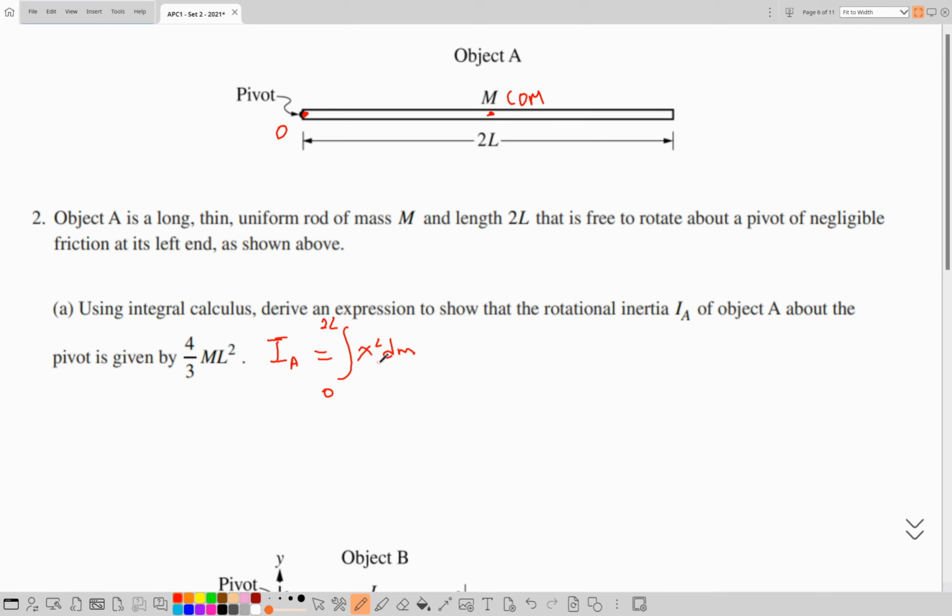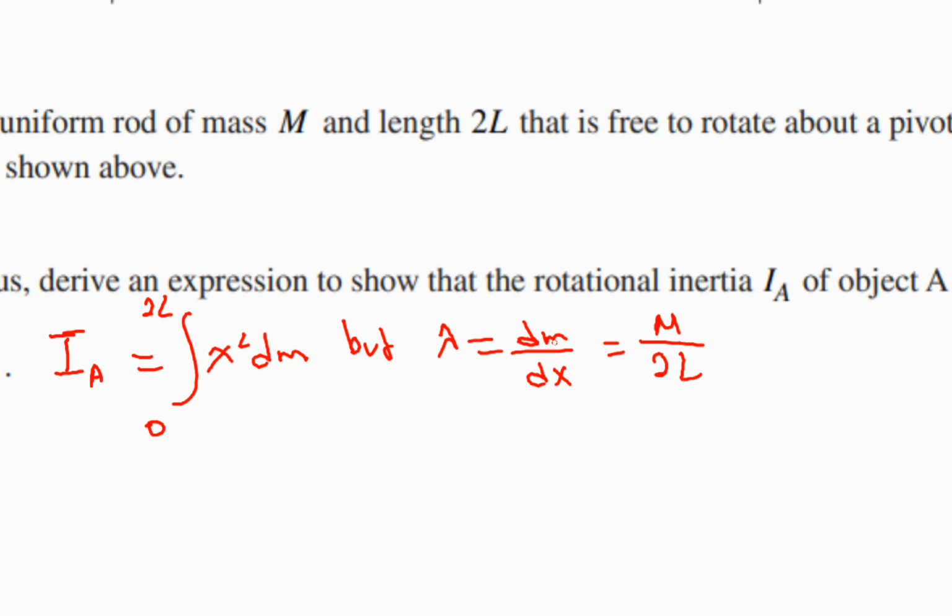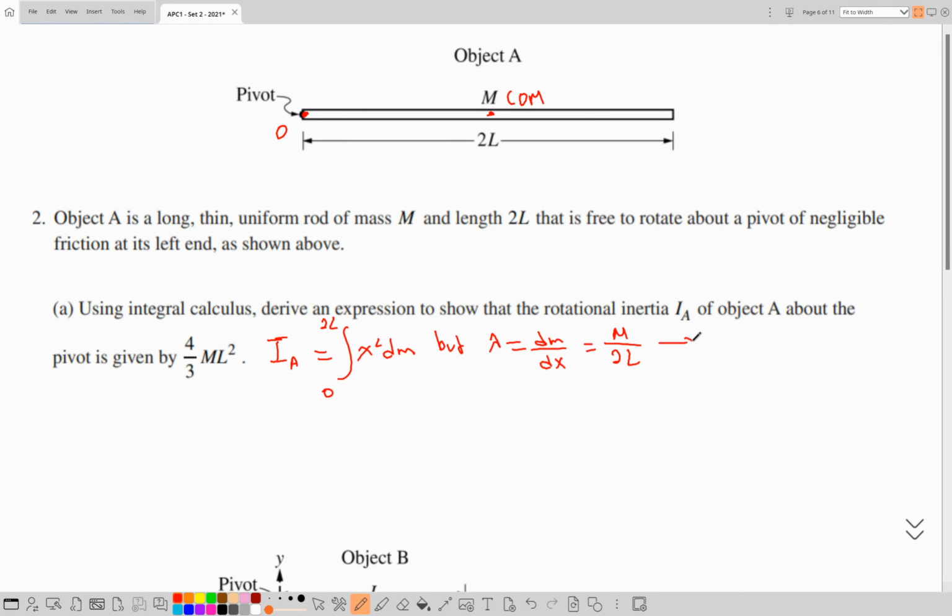Now here we have two variables, x and m. We need to unify them, and this is done by utilizing the linear mass distribution. The linear mass distribution lambda is given by dm divided by dx, which is uniform. We don't have lambda, however, because it's uniform, we can say that it's capital M divided by 2L. Isolating for dm to unify the variables, dm is M divided by 2L multiplied by dx. Now we're ready to solve the integral.